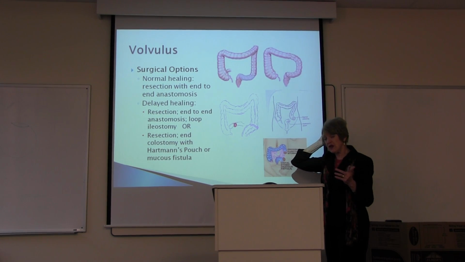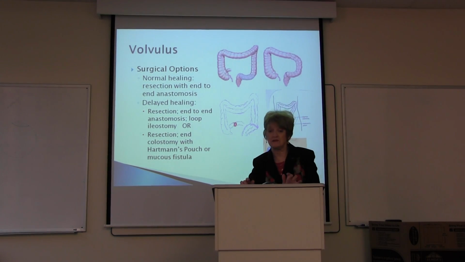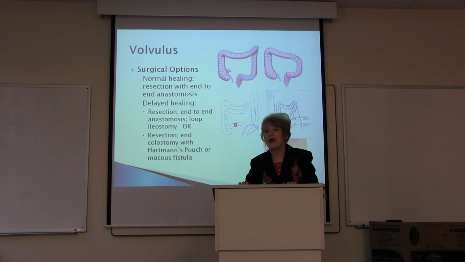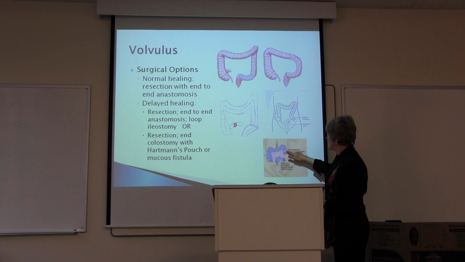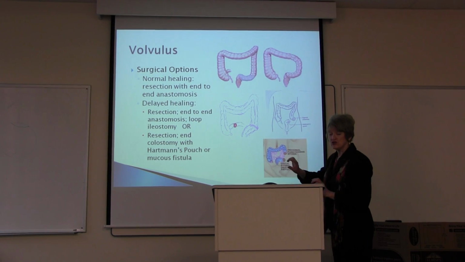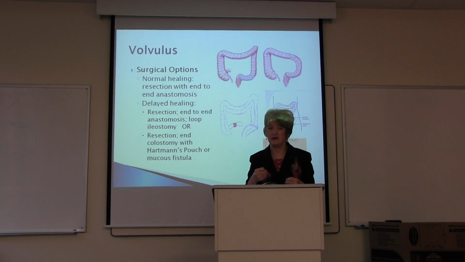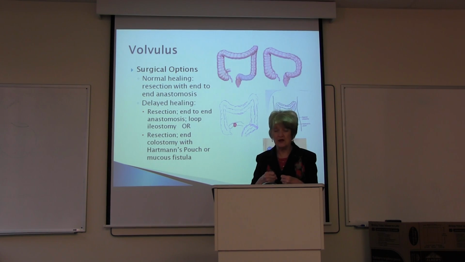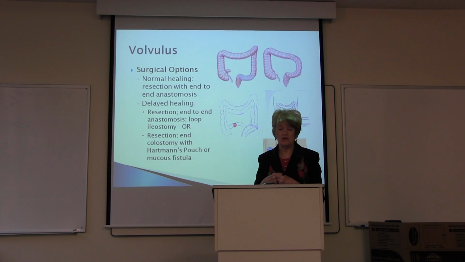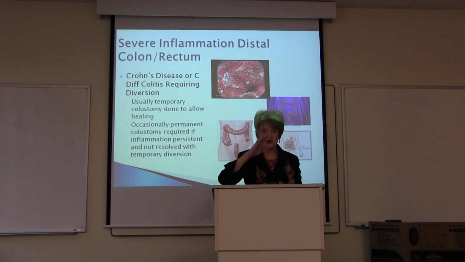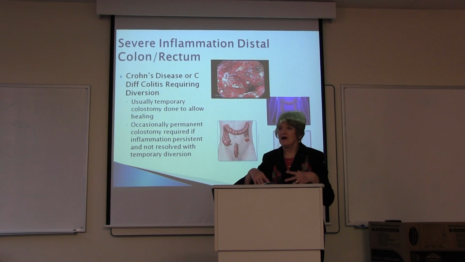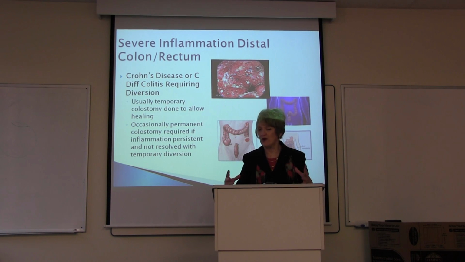Now, I mentioned that children sometimes develop volvulus, and in the pediatric population, they're much more likely to do the colostomy with the mucus fistula. Just bring both ends of the bowel out to the abdominal wall so they can watch them, and then they put them back together once everything's stable. So I hope you're starting to see a hole in the bowel, for whatever reason, is going to follow the same surgical path.